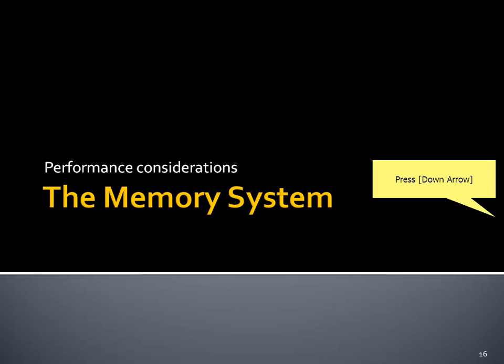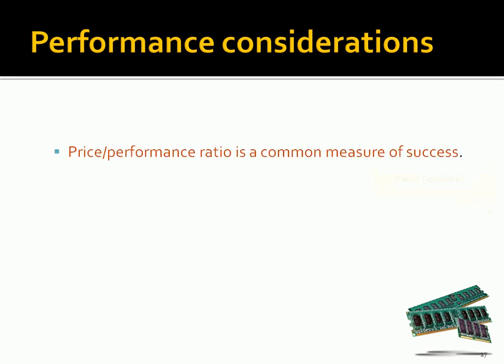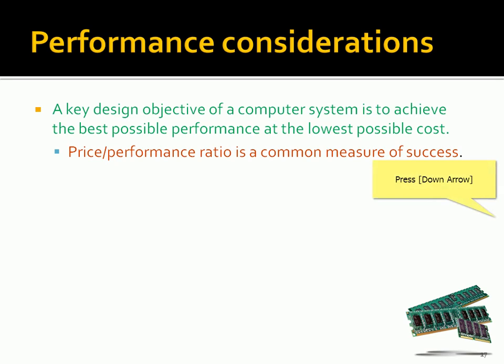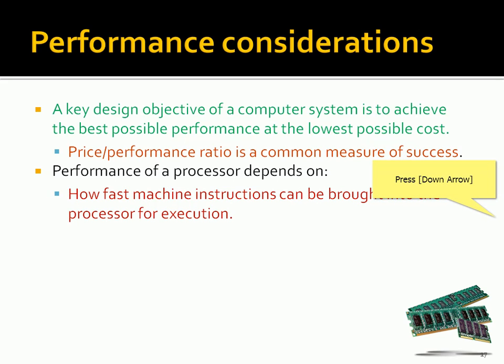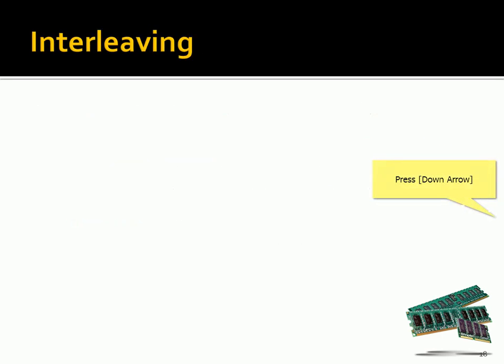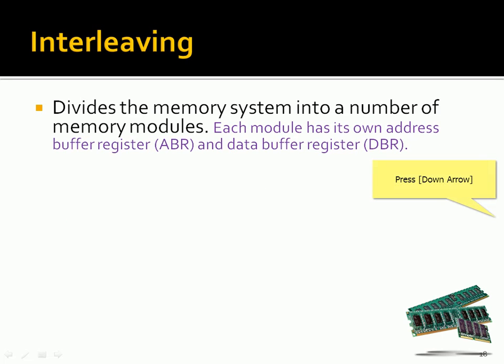So let's consider the performance parameters of this memory system. The key design objective of a computing system is to achieve the best performance at the cheapest cost. Price performance ratio is a common measure of success. Performance of the processor depends on how fast machine instructions can be brought into the processor for execution and how fast the instructions can be executed. One way to achieve that is interleaving, which divides the memory system into a number of memory modules. Each module has its own address buffer register and data buffer register.